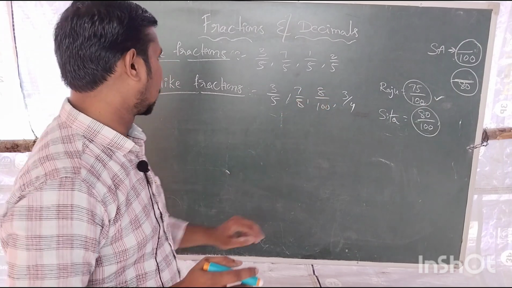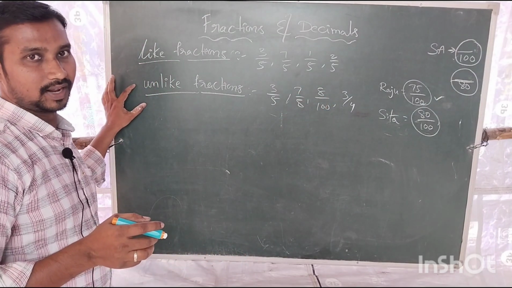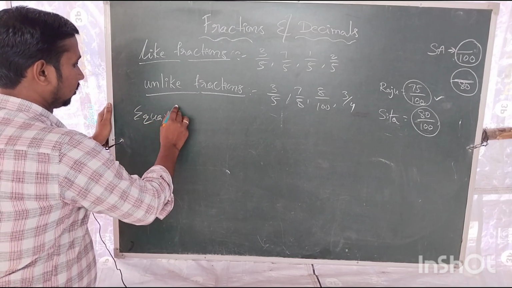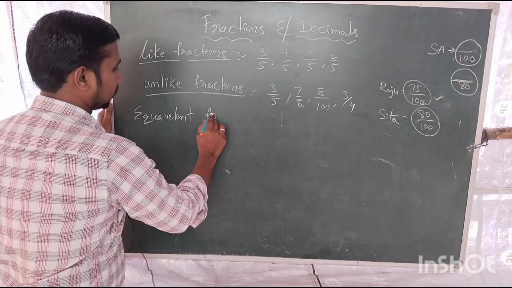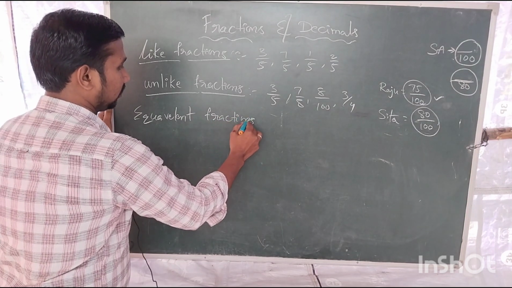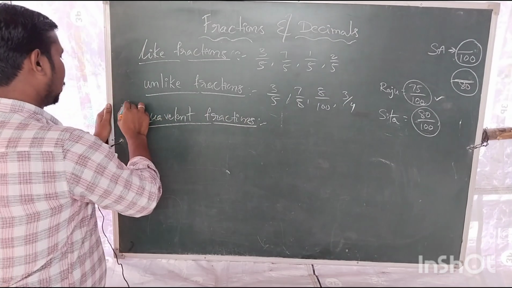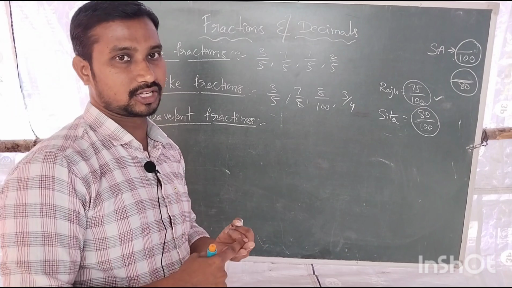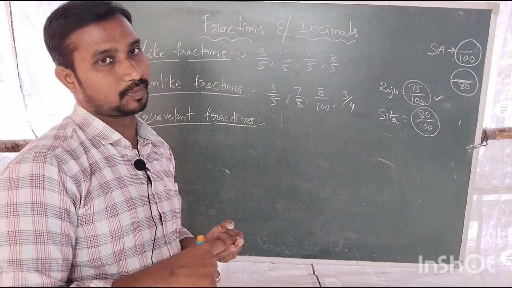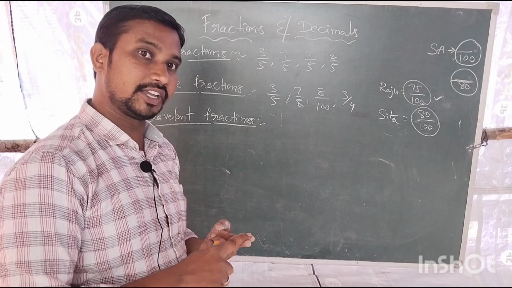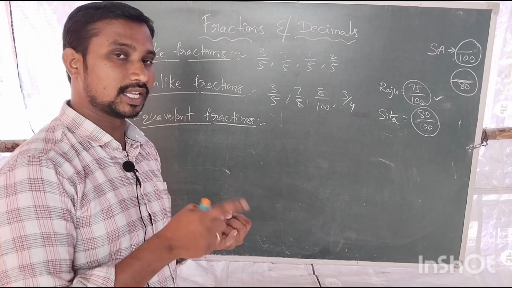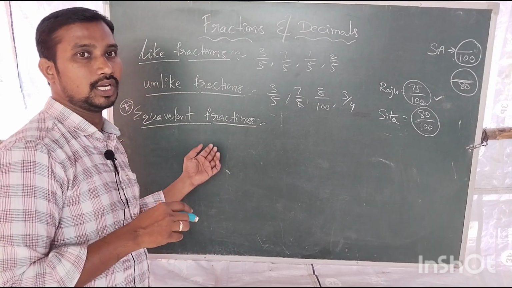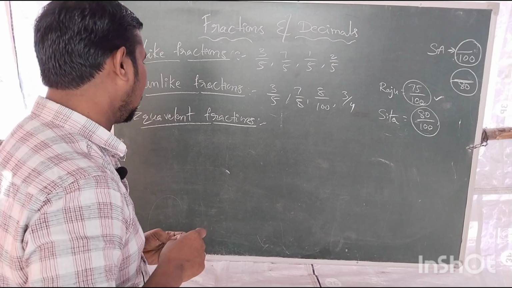Okay children. Next, this is like fraction, unlike fraction, and now equivalent fractions. Very, very important. Children are learning this equivalent fraction. It is useful for addition of fractions and subtraction of fractions, and also for ascending order and descending order. It is very useful to you. So children, listen carefully from here onwards.